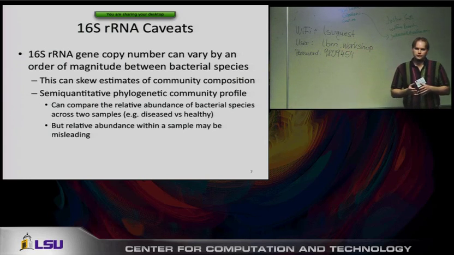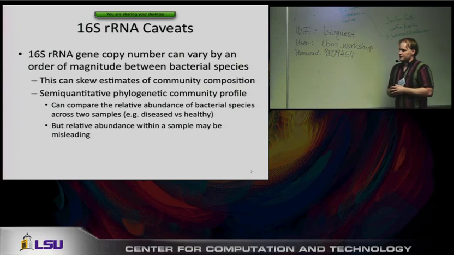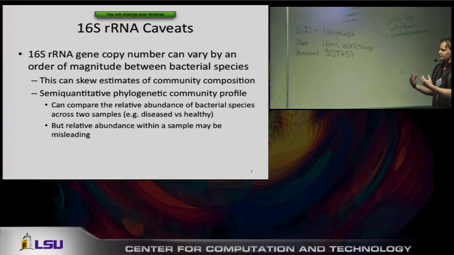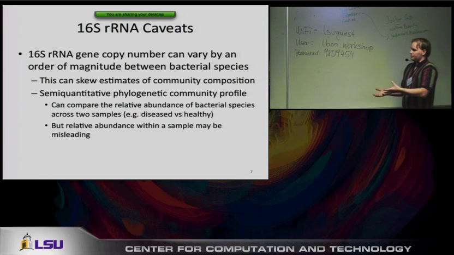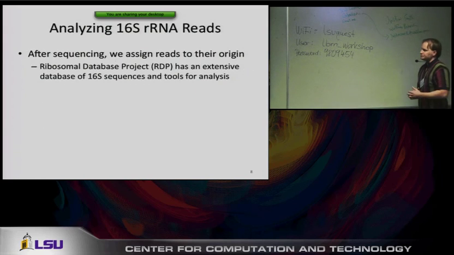So we can compare the relative abundance of a given bacteria across two samples, let's say a diseased patient versus a healthy patient. And if we see 5 times as many sequences of that given bacteria, then we can safely assume there are roughly 5 times as much of that bacteria in the diseased patient versus the healthy. Of course, once it's been normalized to the total number of sequences.